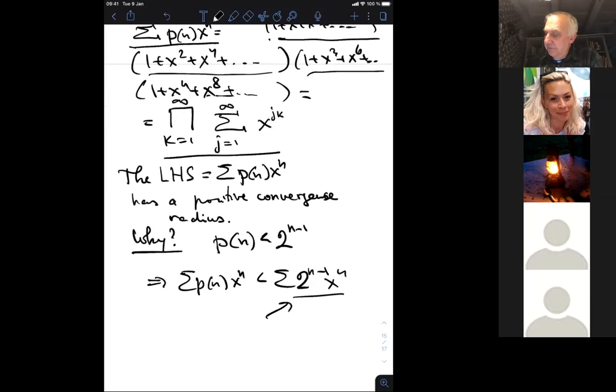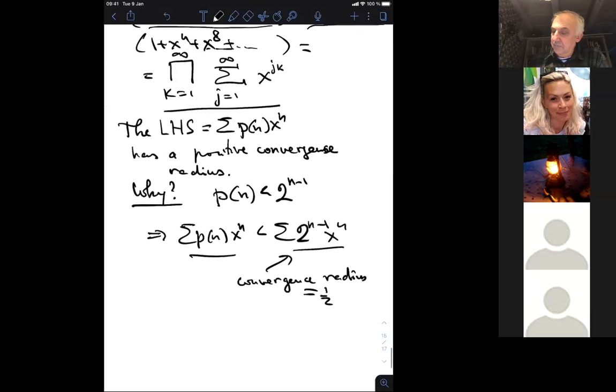radius 1/2. Convergence radius 1/2. So this series has convergence radius at least 1/2. So we are done with the left-hand side. What about the right-hand side?